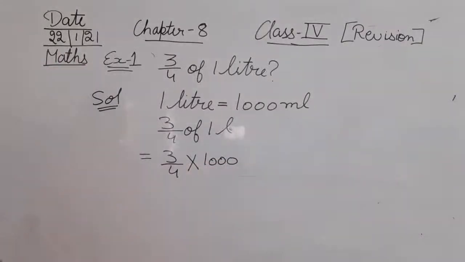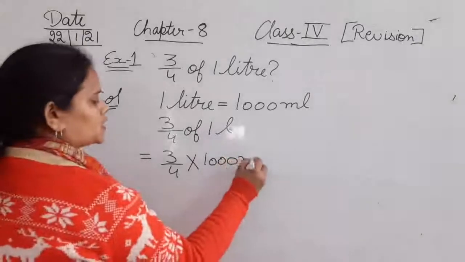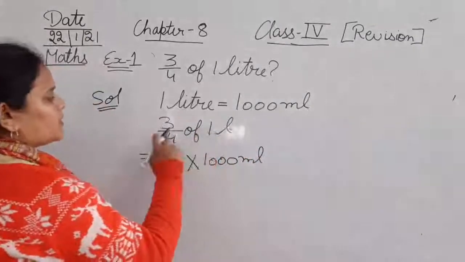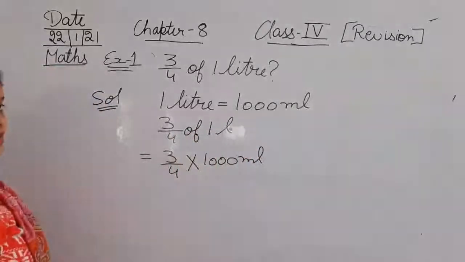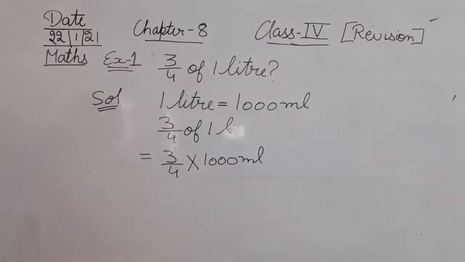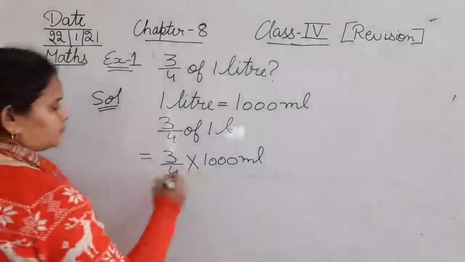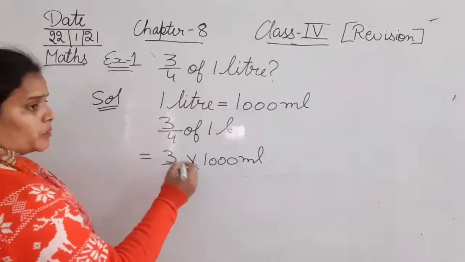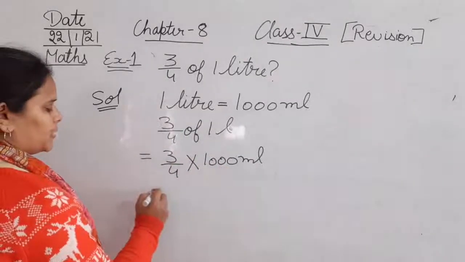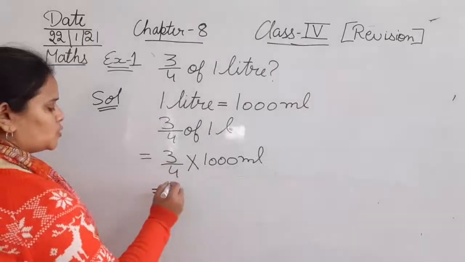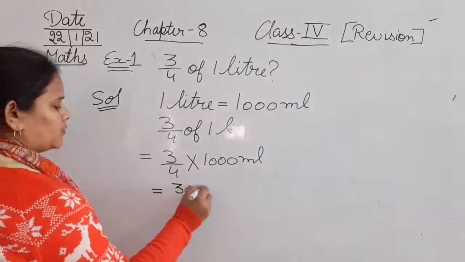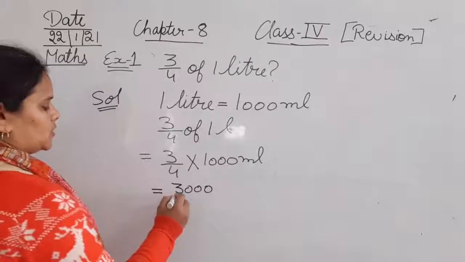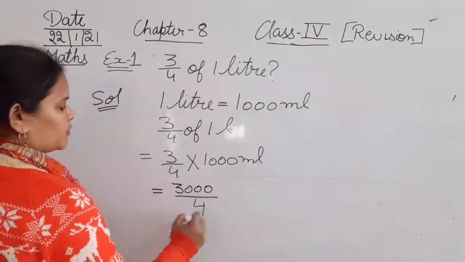Okay, we can find 3/4 of 1000 ml, because they both are 1. Because if you take 1, then a fraction will come again, but what do we have to find? We have to find the fraction in number. So 3/4 of 1000 ml, let's calculate. The numerator will be multiplied with this. After multiplying numerator 3 with 1000, you will get 3000, and the denominator will be the same, that is 4.